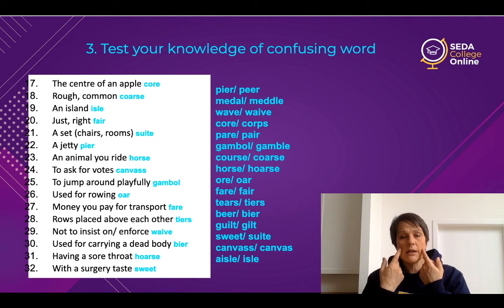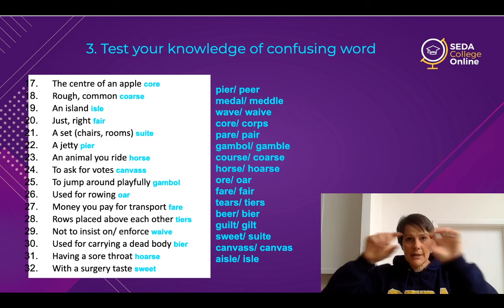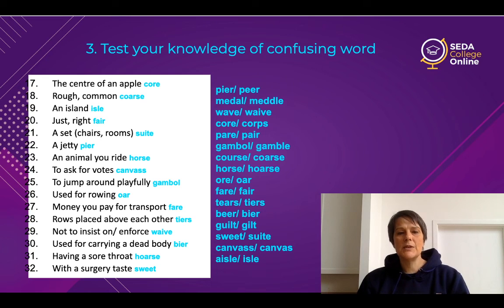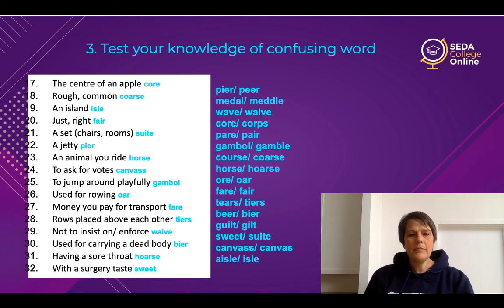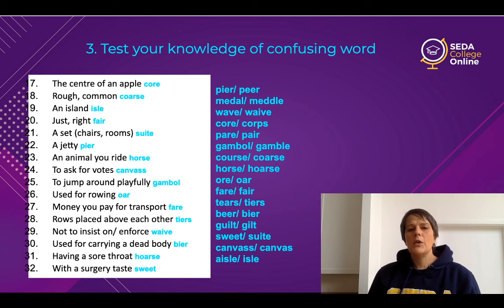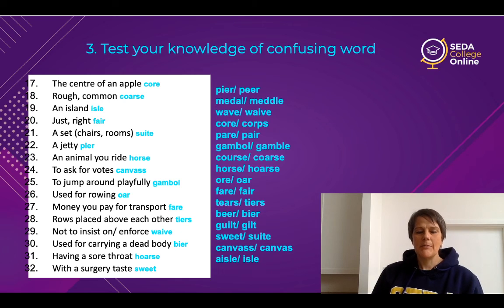So the tears that come out of your eyes is a different spelling to the tiers that you sit on. So if you have seating like that, that's called tiered. And you can waive a fee. So if you're supposed to pay a fee, but they say, oh, you don't have to pay on it, that's called waived. You can also waive your right to anonymity if you're in a court case or something like that.